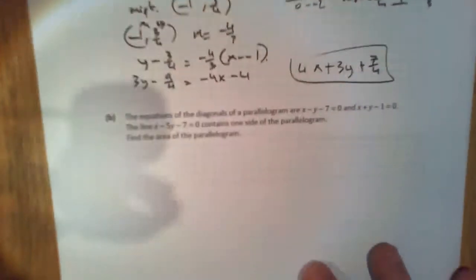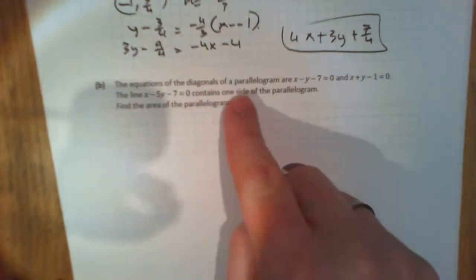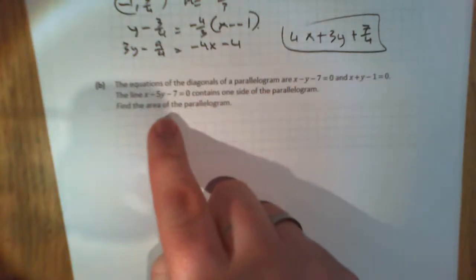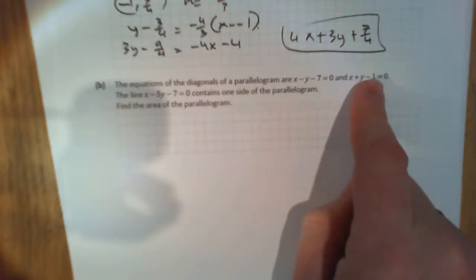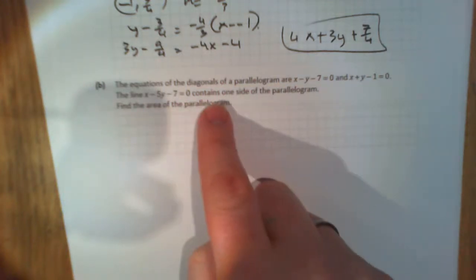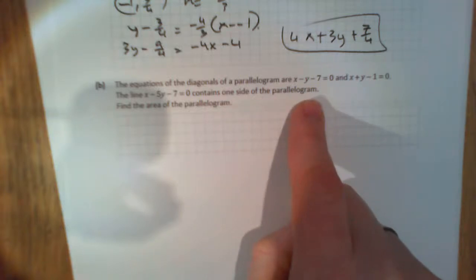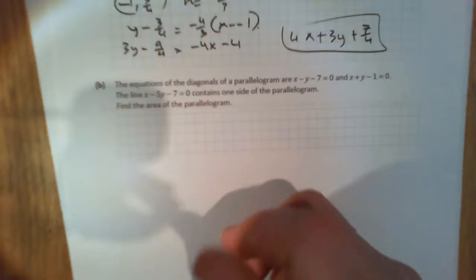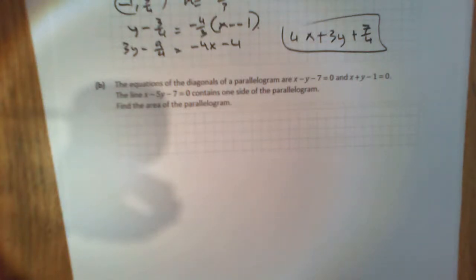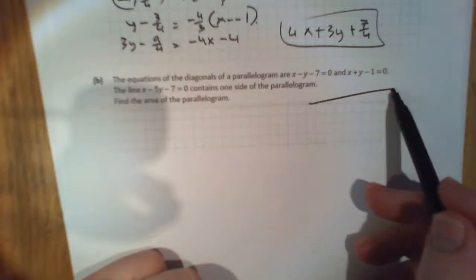So let's move on to the main show here. The equations of the diagonals of a parallelogram are this and this. The line contains one side of the parallelogram. Find the area of the parallelogram. Ooh, okay. So let's try and think now. There's a couple of things we could do here. I'm trying to think. A parallelogram.